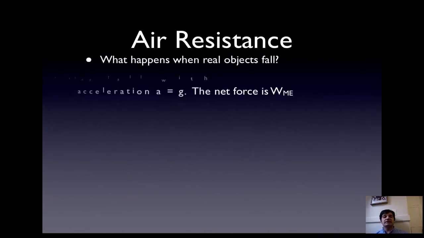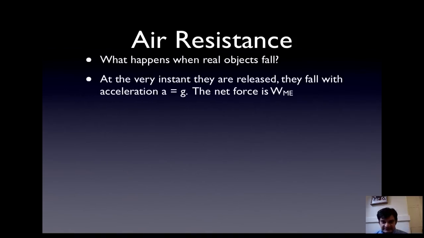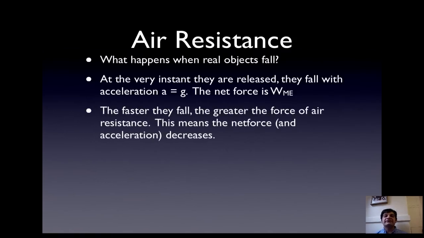Well, a couple things. First, the very instant they're released, they fall with an acceleration equal to the acceleration of gravity. The net force acting on the object when it first starts falling is the weight, and the weight alone. So the beginning acceleration is just plain old g. As the object falls faster and faster, the force of air resistance gets bigger, and that means the net force and the acceleration decrease. So we're gaining speed with less and less acceleration.